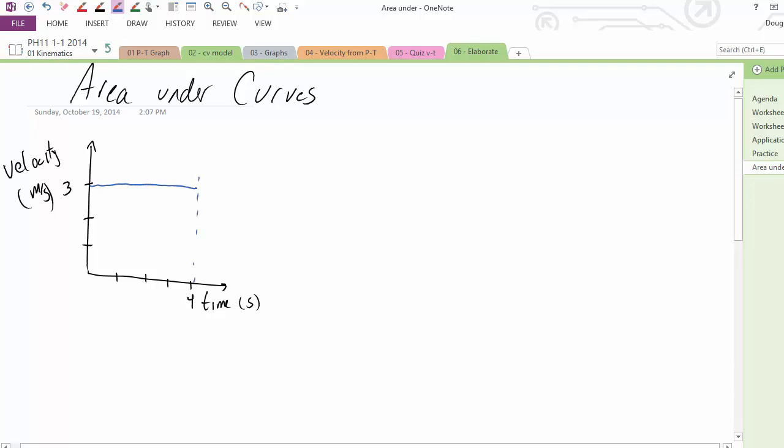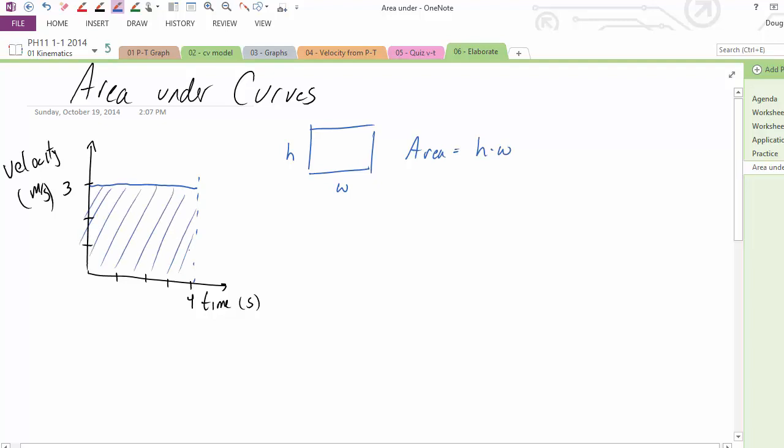Now, if we look at that graph and we just think about the geometry of the graph, what we have here is some sort of rectangle, some sort of height and width. We know that area is height times width. We can take that same idea and apply it to this particular graph. So if we take the area, which is the height, so it's 3 meters per second, times the width, so the width is going along the bottom there, but it's 4 seconds, and we can try to compute this.